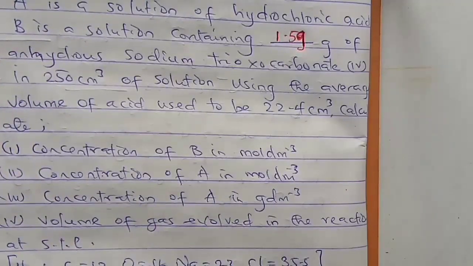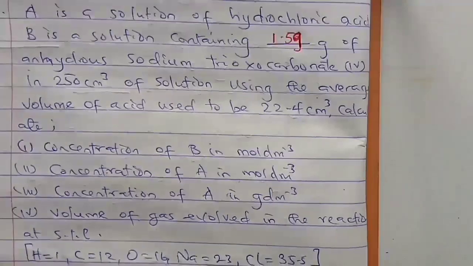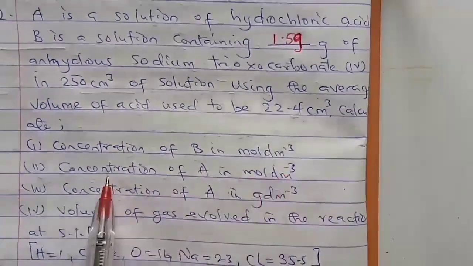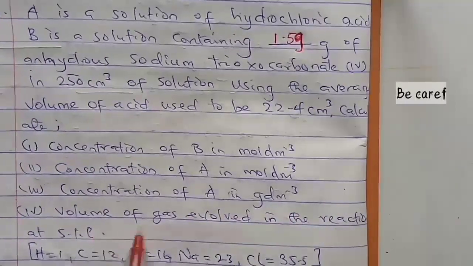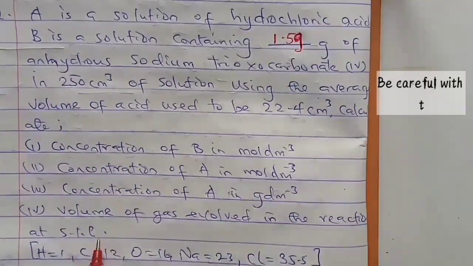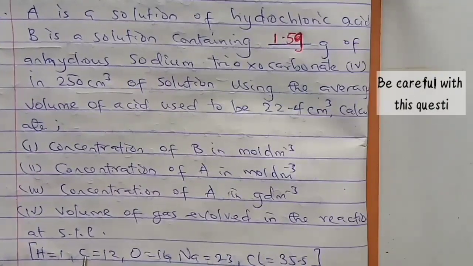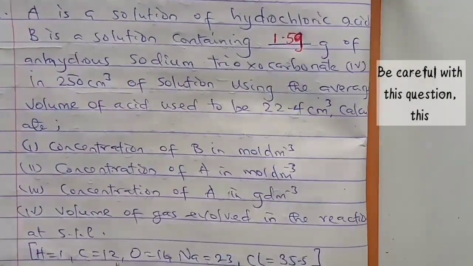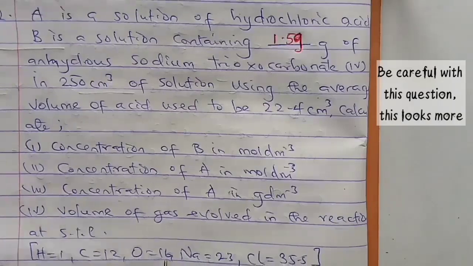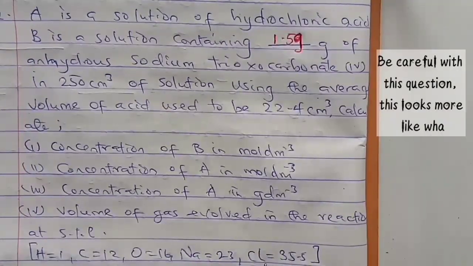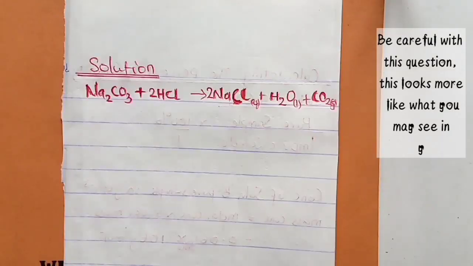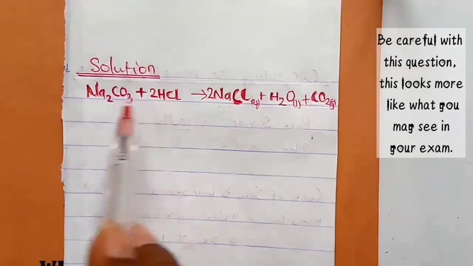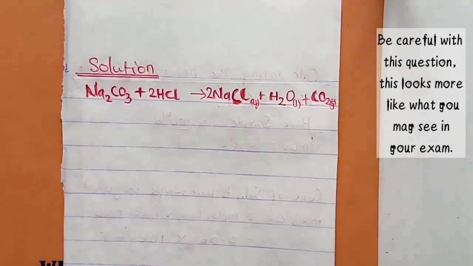From there, we calculate the concentration of B in mole per dm cube, the concentration of A in mole per dm cube, the concentration of A in gram per dm cube, then the volume of gas involved in the reaction at STP, taking H to be 1, C to be 12, O to be 16, Na to be 23, and Cl to be 35.5. Let's do this. From this equation, we are to know that the ratio between the acid and the base is 2:1. Therefore, Na is 2, Nb is 1.